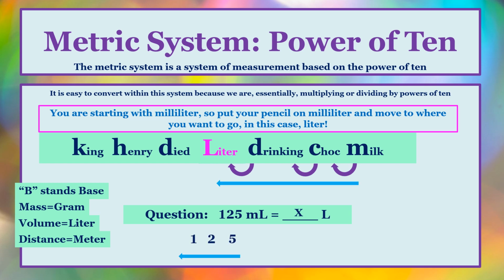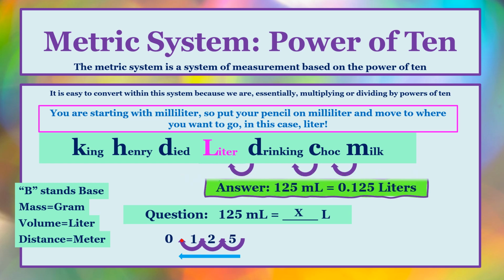Now we moved our arrows to the left. We need to move our decimal to the left. I don't see a decimal here, so it's implied. I'm going to go 1, 2, 3. And I'm usually going to have a leading 0 before the decimal. If you have a decimal with no number before it, put a leading 0 because it helps eliminate confusion.